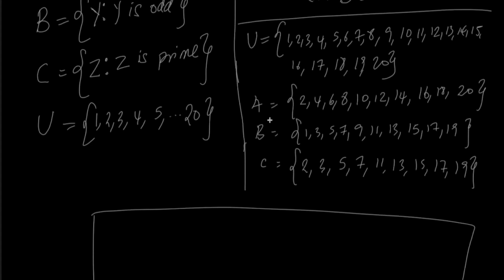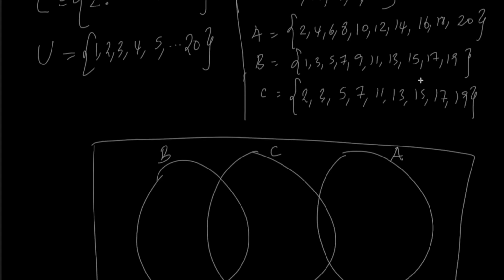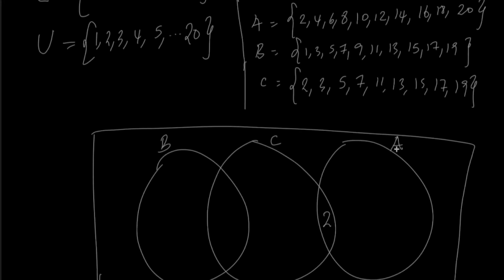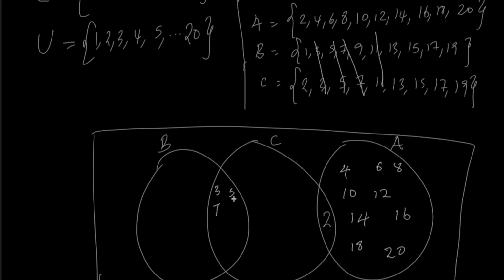So let's do that. Between A and C, I only see 2. What are the remaining elements for A? Every other thing. That is 4, 6, 8, 10, 12, 14, 16, 18, 20. Between B and C, we have 3, 5, 7, 11, 13, 17, 19. 2 is already here.